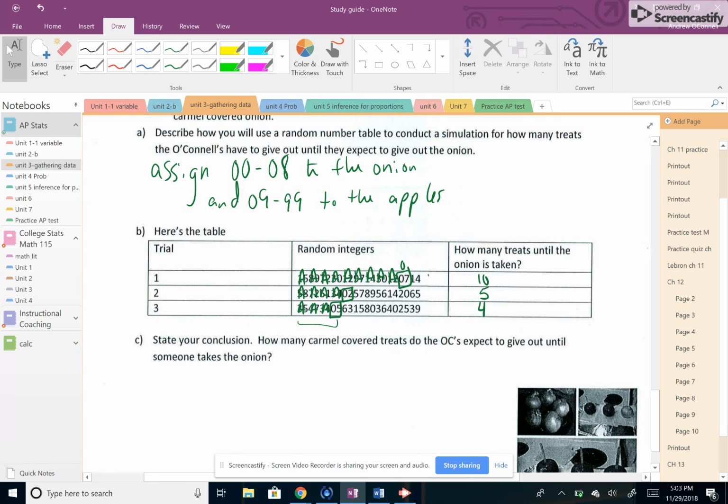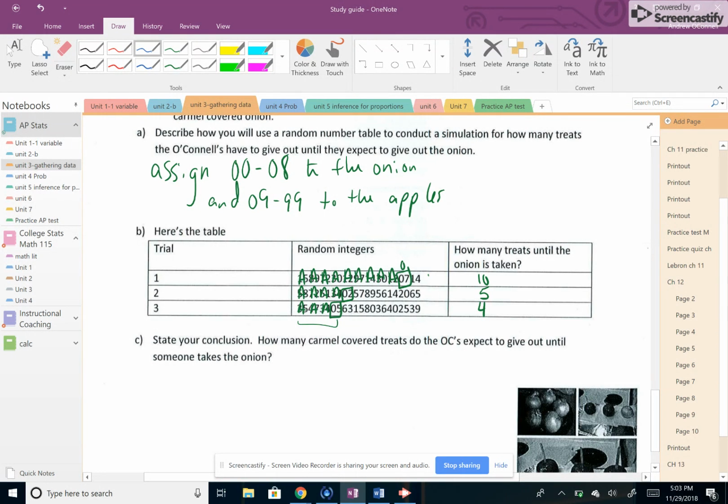Some people asked, the way it's worded, how many treats until the onion is taken. If you responded differently and said 9, 4, and 3, as long as you're defending that in your wording, that's probably okay.